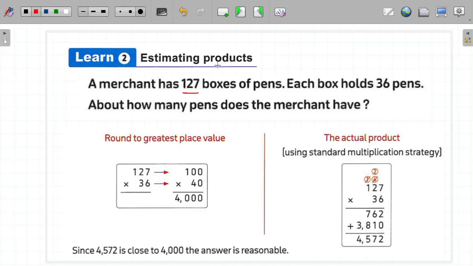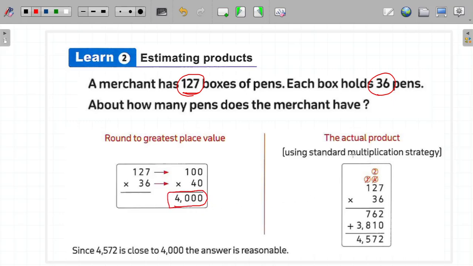Okay, so I will round the first two numbers here. I have 127 and 36. So I will multiply 127 times 36. The first number, if I round it to the nearest hundreds, it will be 100. And the second number, if I round it to the nearest tens, it will be 40. So it will be 100 times 40 equals 4,000. Okay, so our estimation here is 4,000.